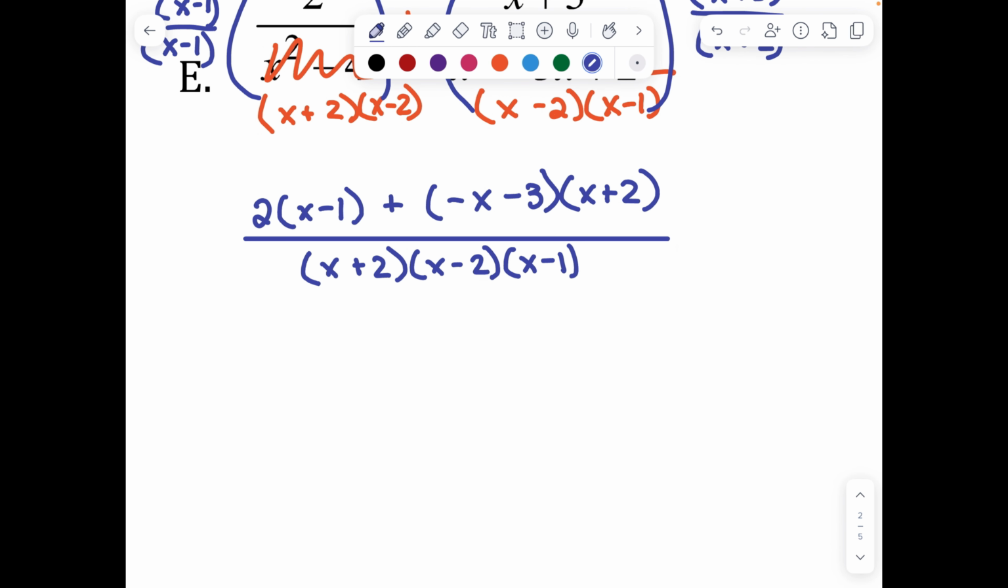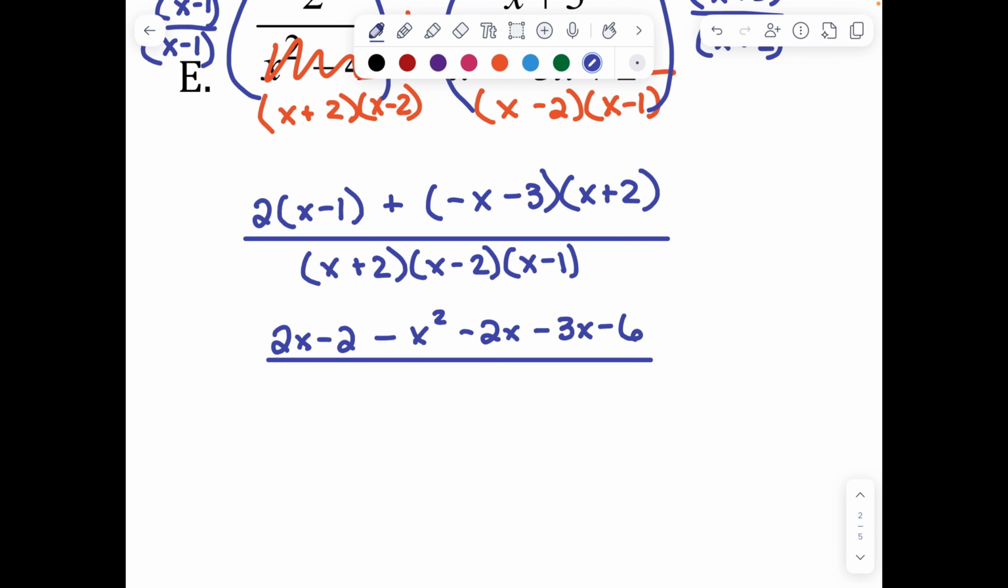Now I'm just going to go ahead and simplify this. So I have 2x minus 2 minus negative x times x is negative x squared, minus 2x, minus 3x, minus 6. So make sure we FOIL that. All over our LCD of x plus 2 times x minus 2 times x minus 1.